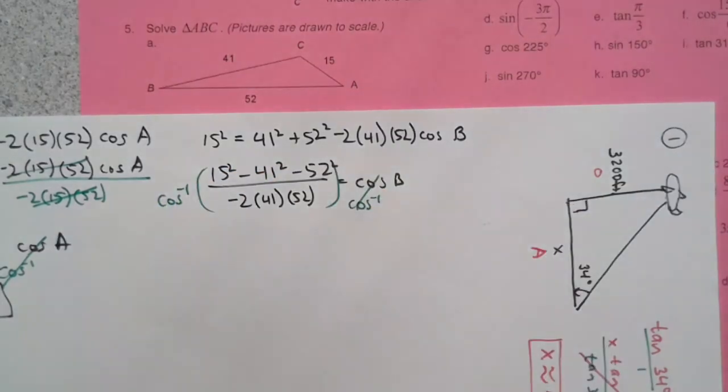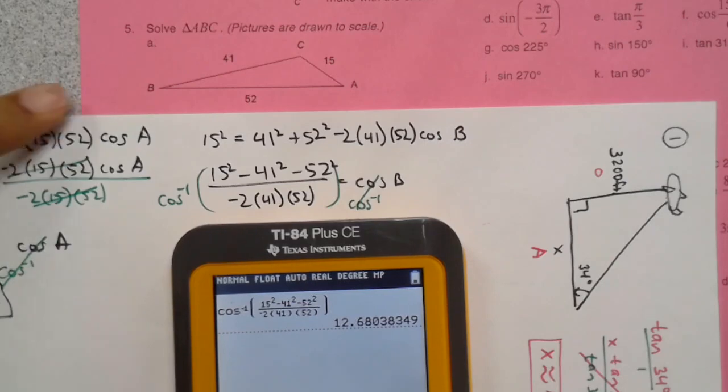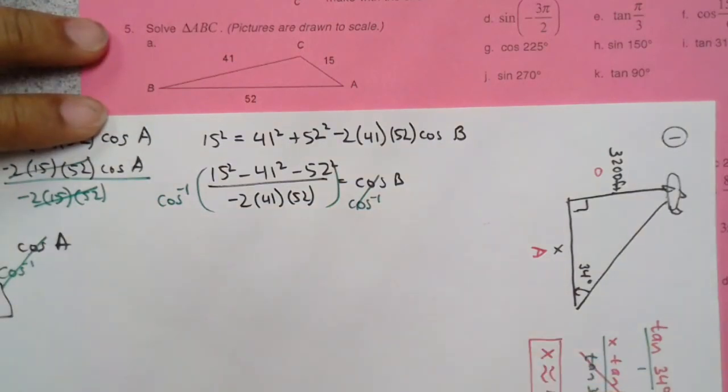And so we're plugging that into the calculator now. So I'm going to plug that in. So second cosine, and I'm going to put it in as a fraction. And I have 15 squared minus 41 squared minus 52 squared, and then divided by negative 2 times 41 times 52. All right, and that gets us approximately 12.68. Oh, we were rounding to the nearest tenth on the answer key, so I'll go 12.7. So that's the measurement of angle B.